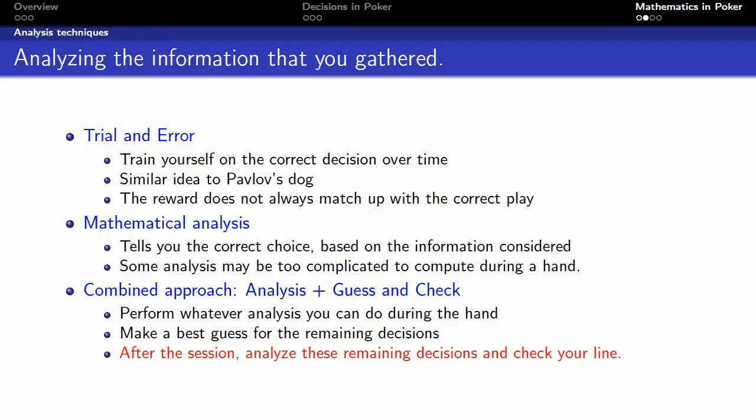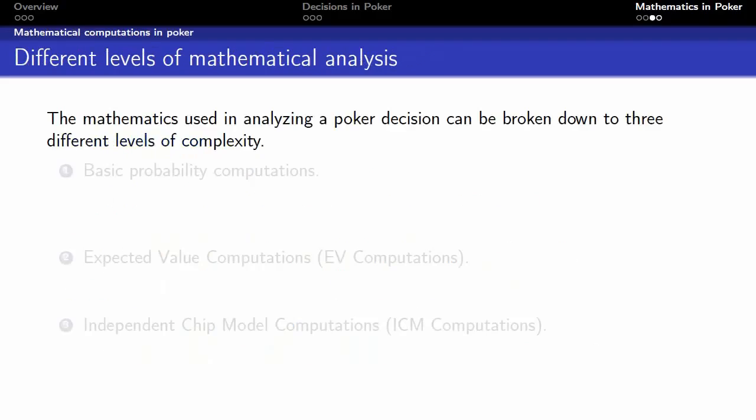Okay, so what types of analysis can we do? What sort of math do we actually need to do? And the mathematics that we're going to use in a poker decision, well, I'm going to break it down into 3 different levels of complexity. So the most basic level of complexity is some basic probability computations.